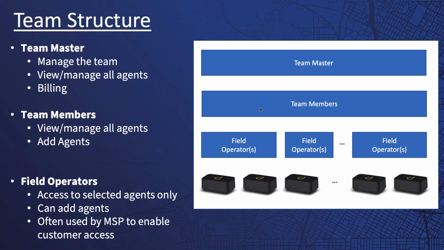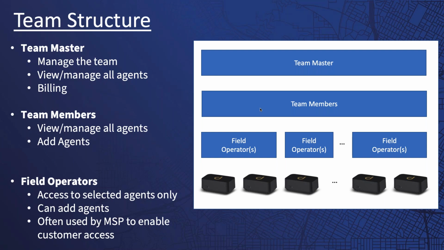The key difference between a team master and a team member fundamentally is the fact that a team master deals with billing. They also deal with the ability to add more team members or field operators. That's the primary difference. The team master and team members can see all of the agents that are out there, all of the different networks that you are monitoring, while field operators are associated only with the agents or the networks that you assign them to. So it's a way of minimizing exposure or minimizing risk to you as a service provider, and really even to your customers that are out there.